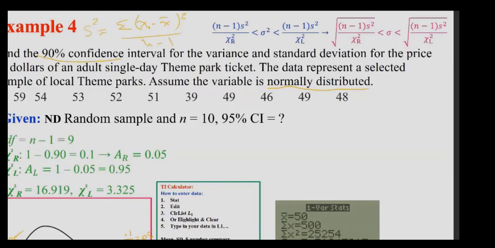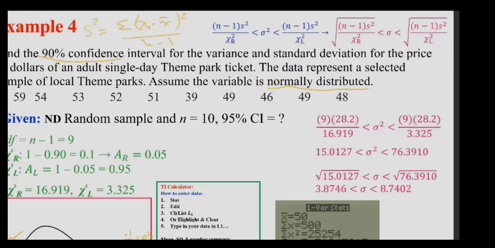So now that you have s squared from technology, you plug it in. So 9 times 28.2. Again, I would use more decimals in the beginning and do it accordingly. Divide by 16.919 for the chi-squared of the right and divide by 3.325 for the chi-squared of the left. And going through the process, we end up with those two numbers. Finding the 90% confidence interval for the standard deviation, we are almost done. We just take a root because we've done the hard work already. Just take a root of both sides, and sigma is between those two numbers.